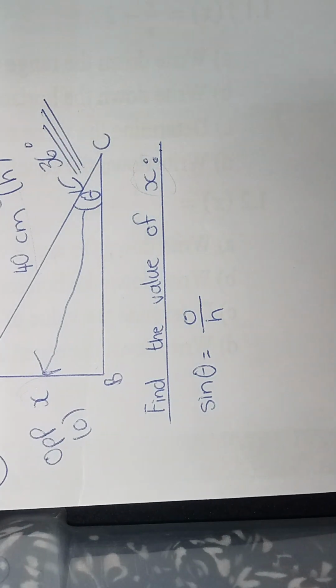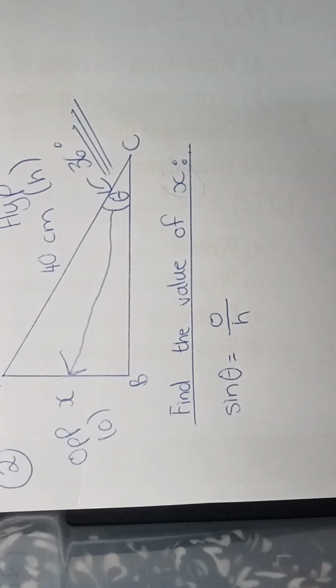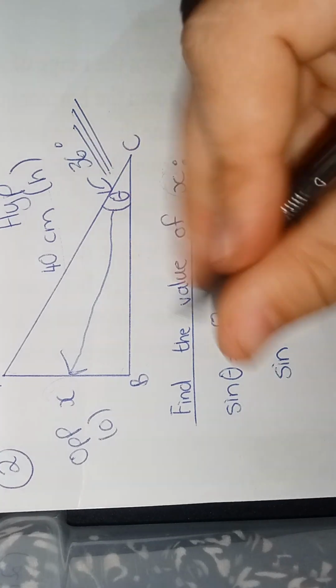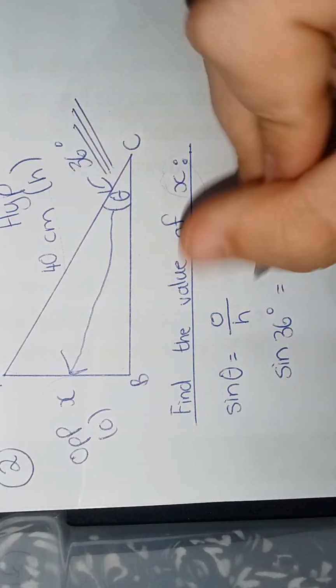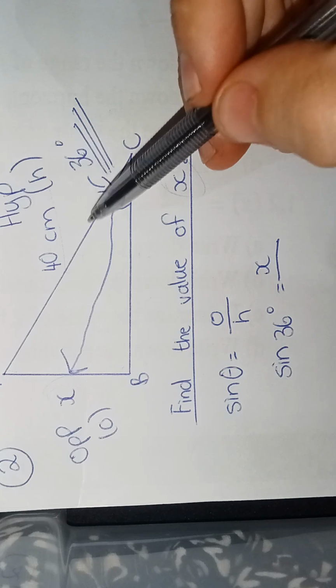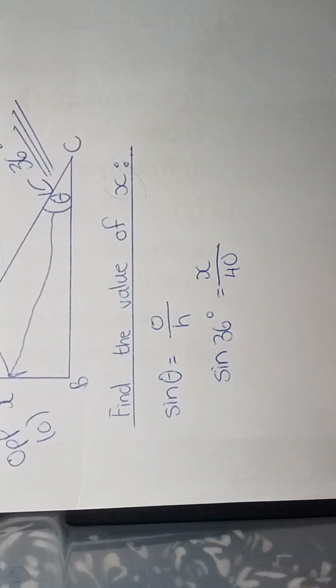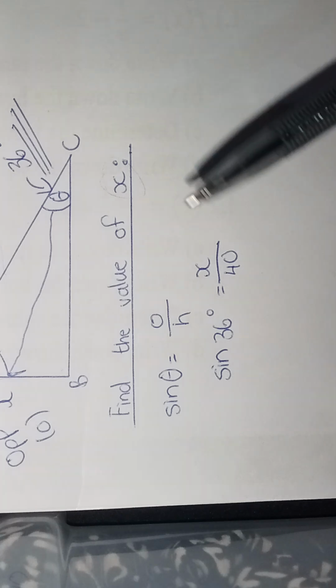Now, all that you do is substitute the values that you have. So you have sine theta is 36 degrees. Our opposite is our x, and our hypotenuse is our 40. Now, there's a few ways that you can calculate this, but the easiest and least difficult one is just to use simple algebra.